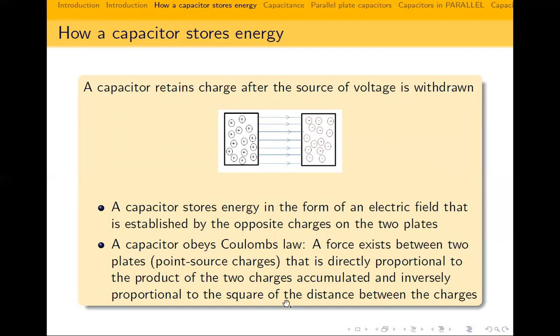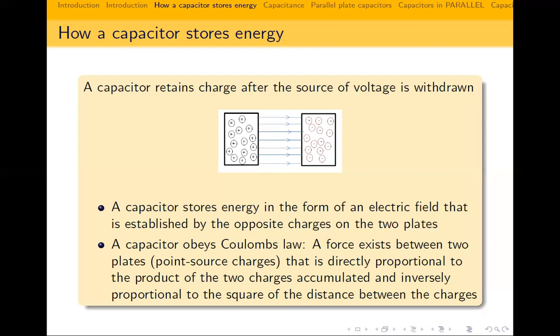A capacitor stores energy in the form of an electric field that is established by the opposite charges on the two plates. So in the definition of a capacitor, we can say that a capacitor is a device that stores charge or energy in the form of electric fields. We have other devices that store energy in other forms like magnetic field, but specifically a capacitor stores energy in the form of electric field.